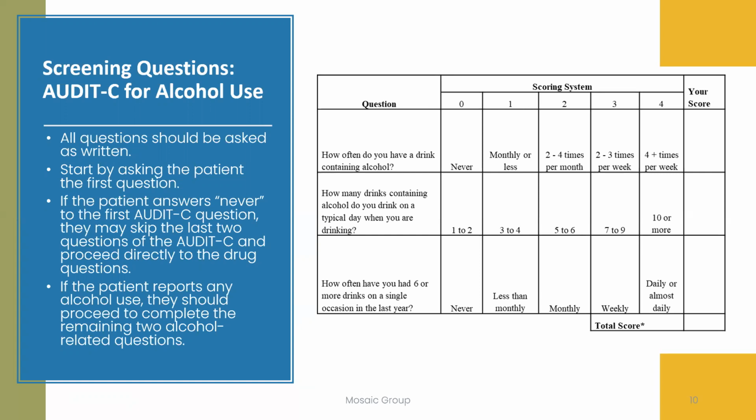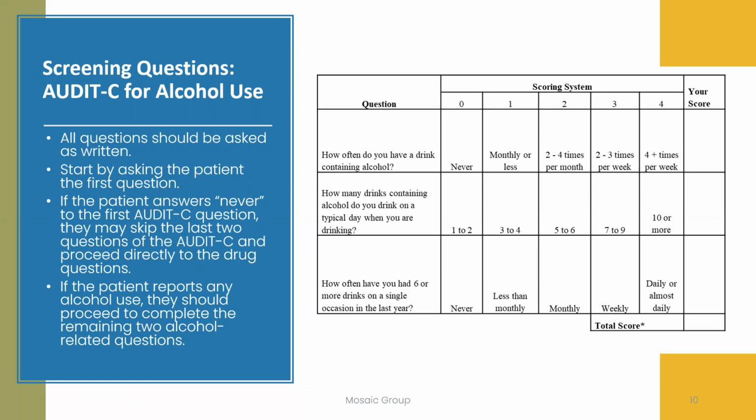And then you would not have to ask the other 2 AUDIT-C questions, because you don't need to ask them how much they're drinking when they're drinking if they never drink. However, if they respond anything other than never, you're going to enter that response. And then you are also going to ask them how many drinks containing alcohol do you drink on a typical day when you are drinking.